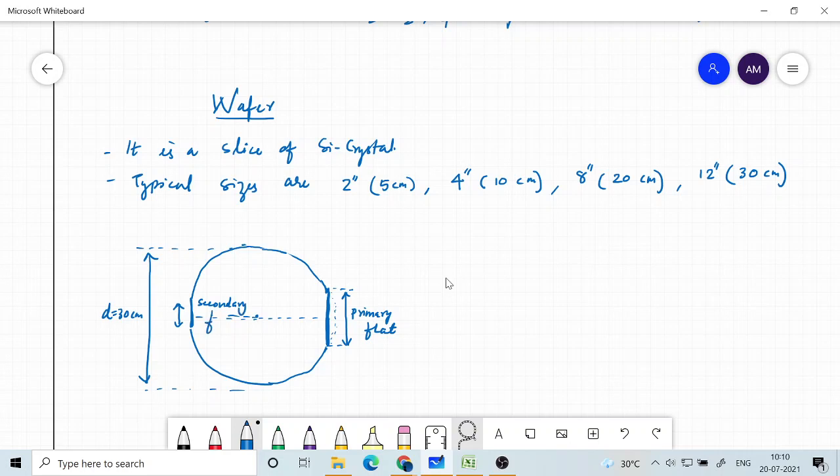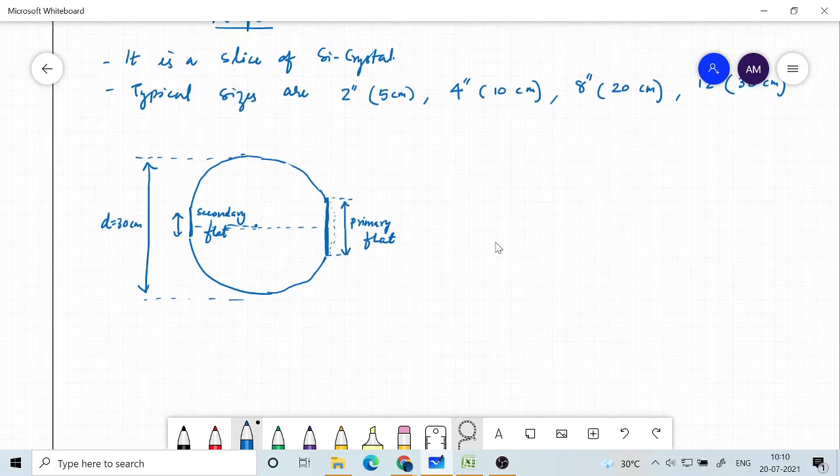or secondary flat. Now if this is the case, then we should know that this basically corresponds to a 1 0 0 plane. The plane of the wafer is 1 0 0, and secondly it is n type.